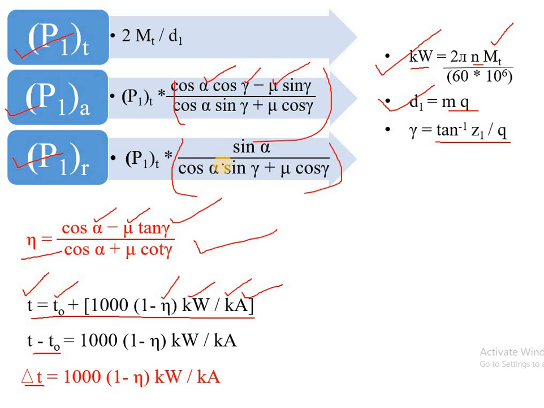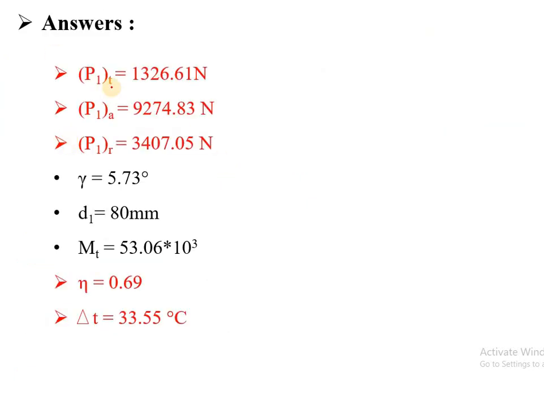I hope all the concepts are clear. Again here I have given some answers: P1T is equal to P2A, P1A is equal to P2T, and P1R is equal to P2R. These are the subsequent answers, efficiency and delta T. So this is how we have completed the two numericals.